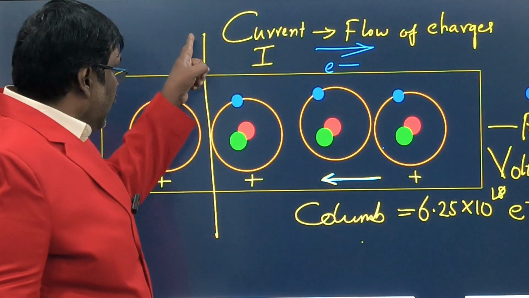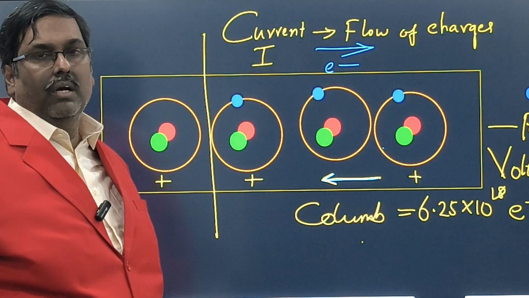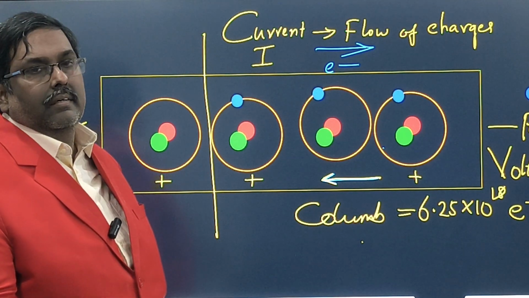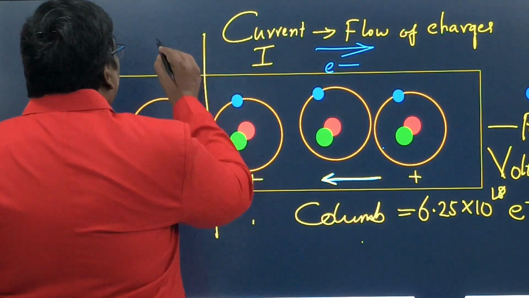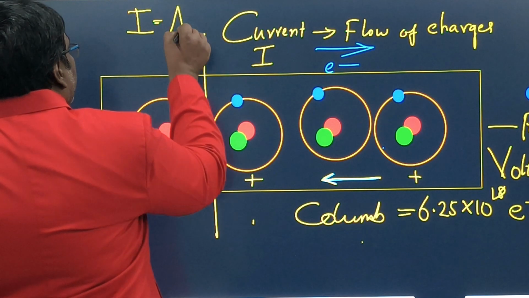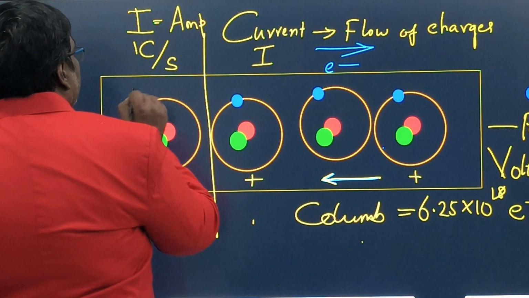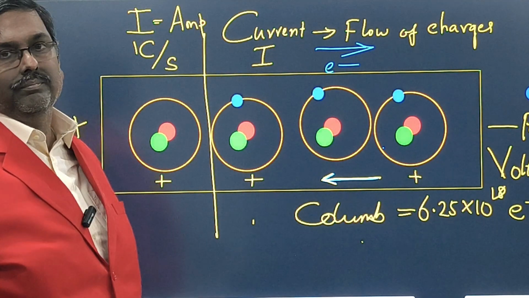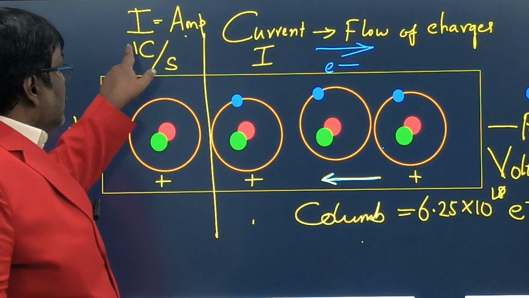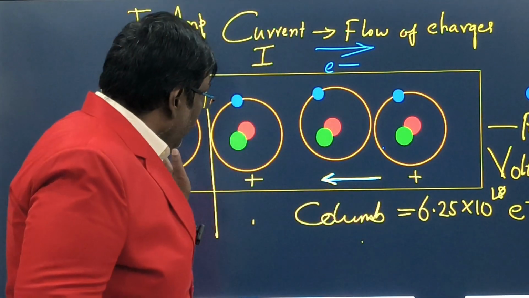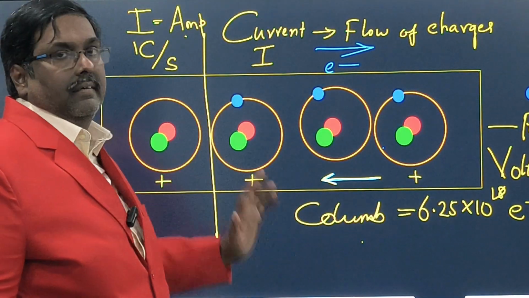So how many coulombs are crossing? 1 coulomb is crossing in 1 second. That is called 1 ampere. The current unit is ampere. This is 1 coulomb per second crossing a cross section of one conductor. So 1 ampere means this much electrons has to move this side and this much charges has to move that side in 1 second.